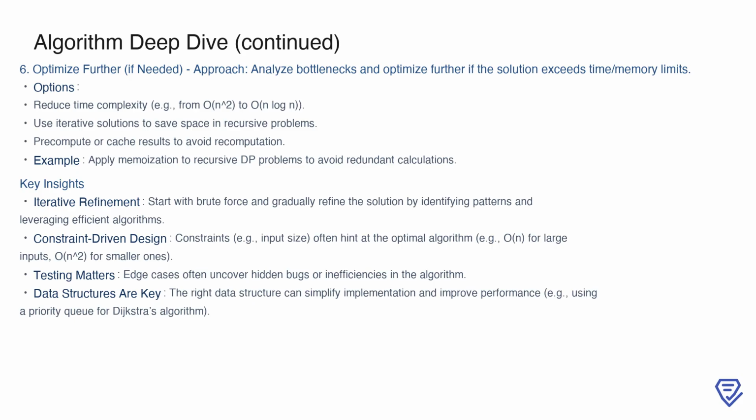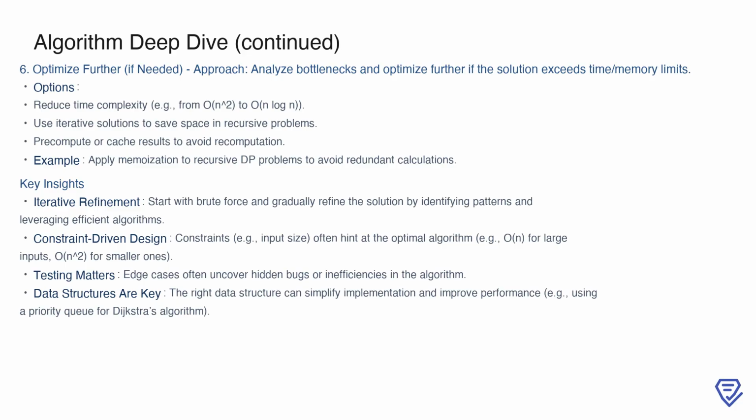Start by identifying performance bottlenecks and reducing the time complexity of the approach. For instance, a solution with O(n^2) complexity might be improved to O(n log n) by leveraging sorting or divide and conquer strategies. In recursive problems, replacing recursion with iteration can save memory, while techniques like memoization or caching can eliminate redundant computations. For example, in dynamic programming problems, storing intermediate results can drastically reduce the number of calculations.